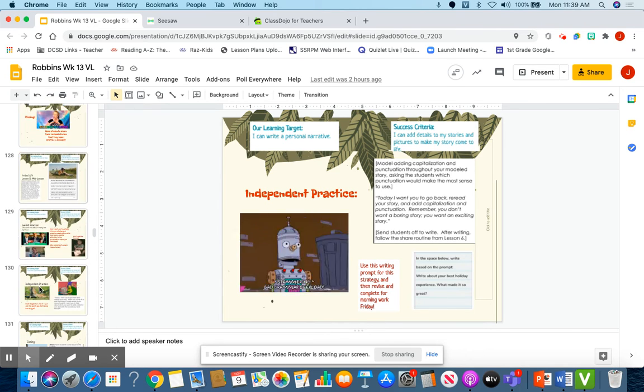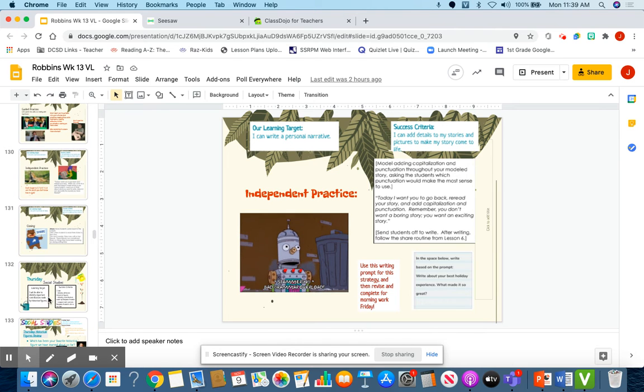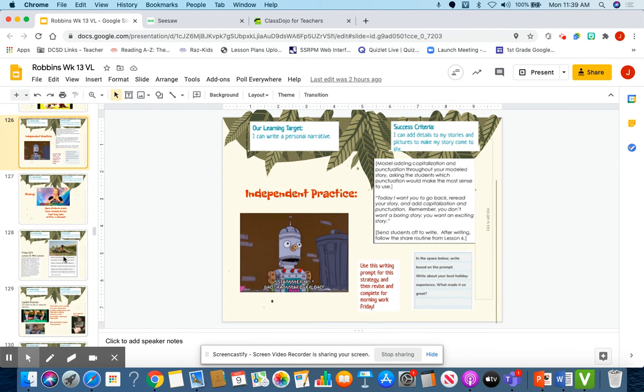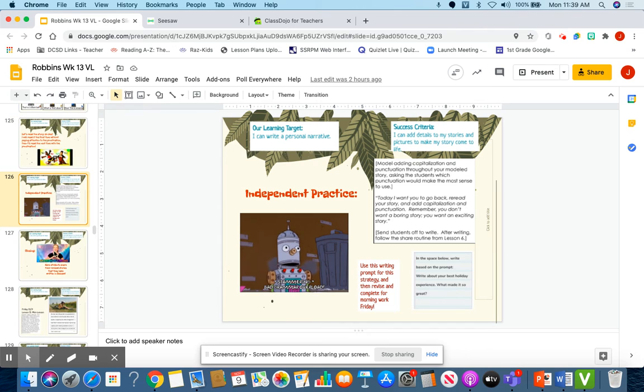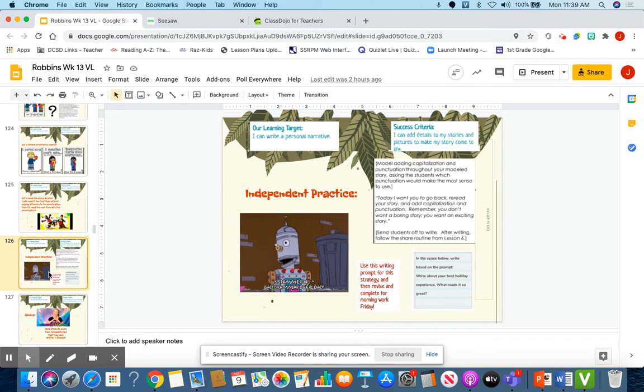And the students are going to focus on punctuation and how they can add punctuation like exclamation points or question marks to add expression to their stories.